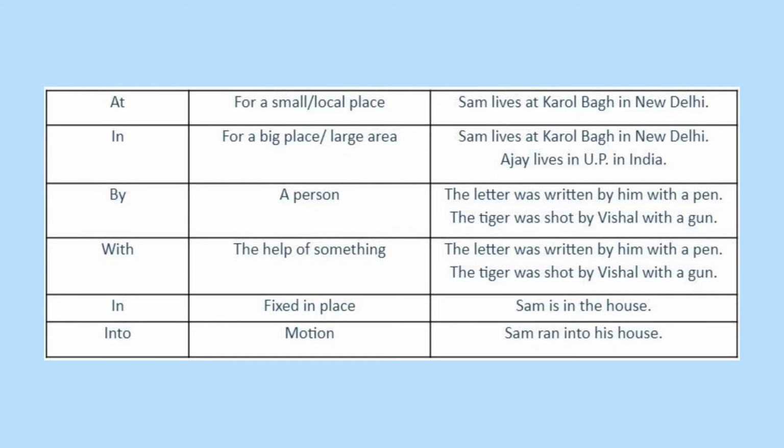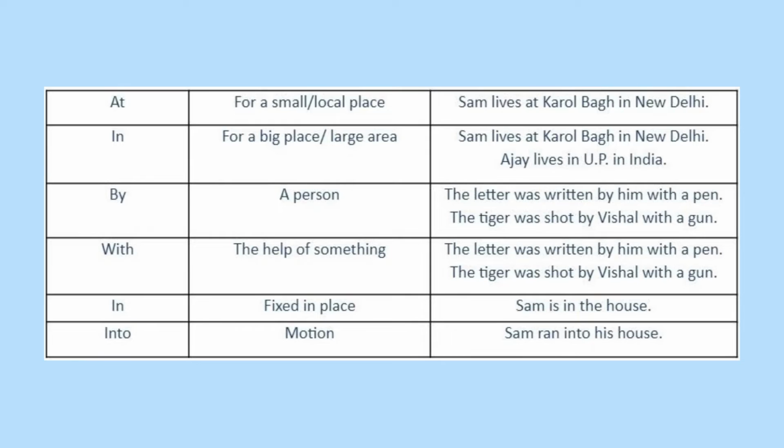Now let us see another usage of the preposition in. It is used when something or someone is at a fixed place. The example for it is Sam is in the house. Here, Sam is at a fixed place, that is his house. So in is used.